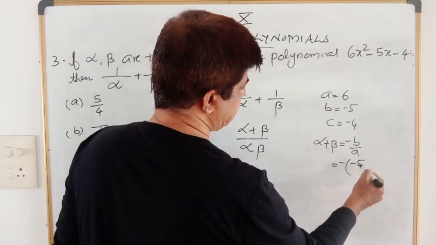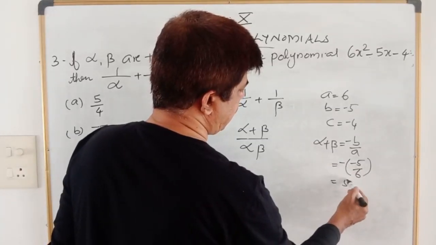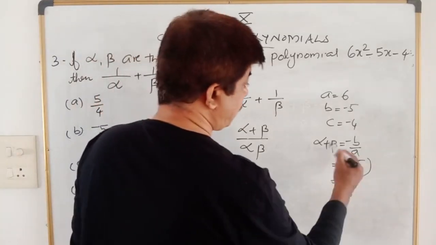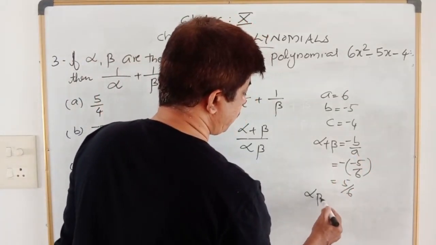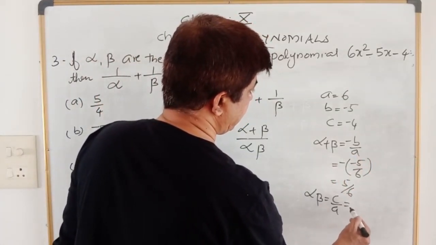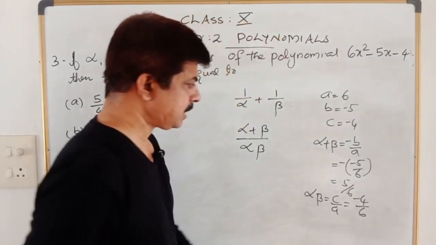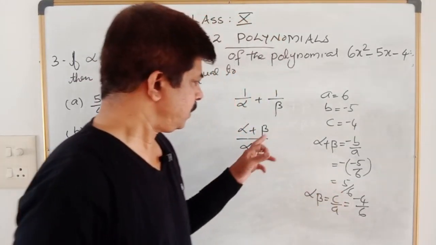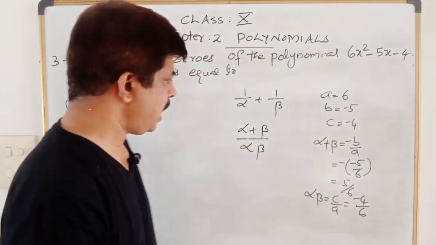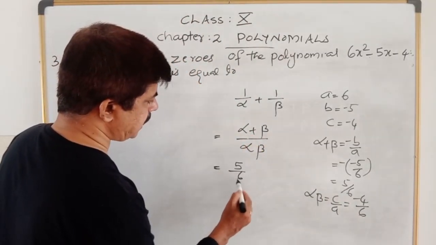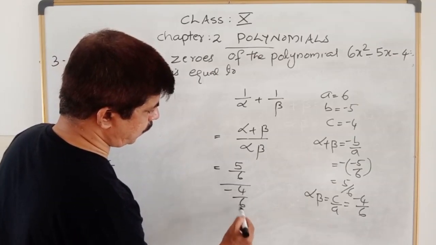What is alpha plus beta? Minus of minus 5 by 6, so alpha plus beta is 5 by 6. Alpha beta is c by a. What is c by a? Negative 4 by 6. Both these values will be substituted here. Alpha plus beta is 5 by 6, alpha beta is negative 4 by 6.